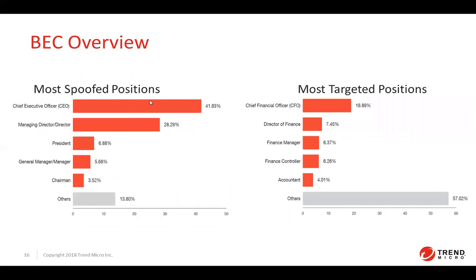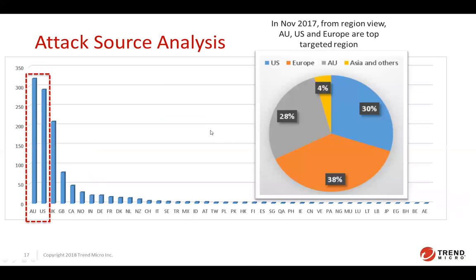When we look at the CEO fraud, the most spoofed positions, meaning who the email is coming from: Chief Executive Officer, CEO, is the number one, but you're going to see Managing Director, President, General Manager, Chairman. Those are all going to be utilized. And then the most targeted positions are typically in finance. The CFO is the most targeted, next with Director of Finance, Finance Manager, Finance Controller, Accountant, etc., coming into play. So that's how that CEO fraud is going to look.